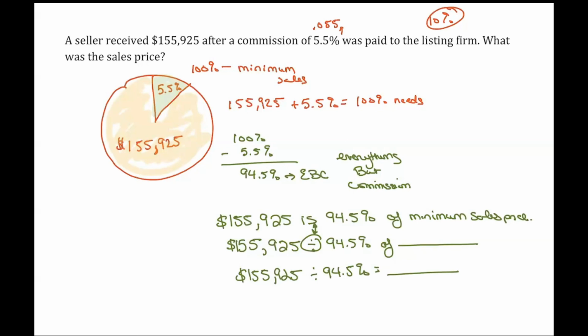165,000. And that is your answer. I'm just going to do the math too, just to make sure, because I don't have an answer key right here. Divided by 94.5%. Yep, 165,000. Okay. So tell me, how does it make sense? You feeling good about that one?